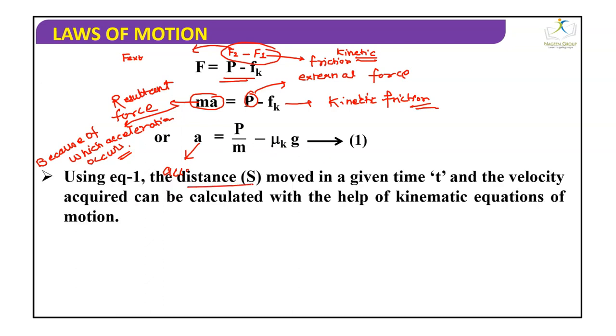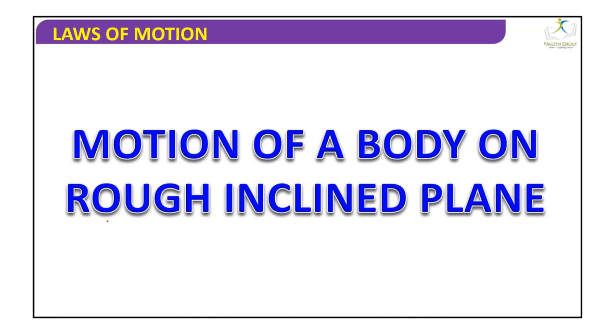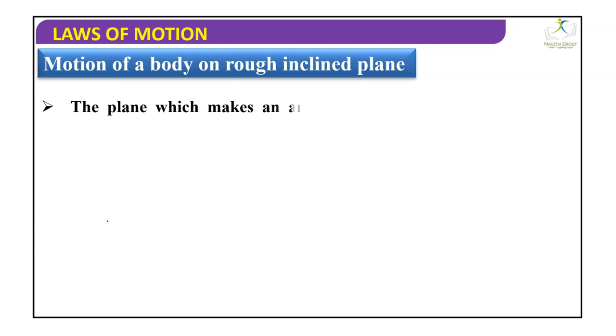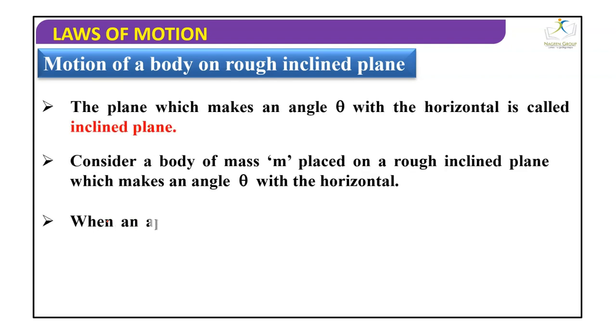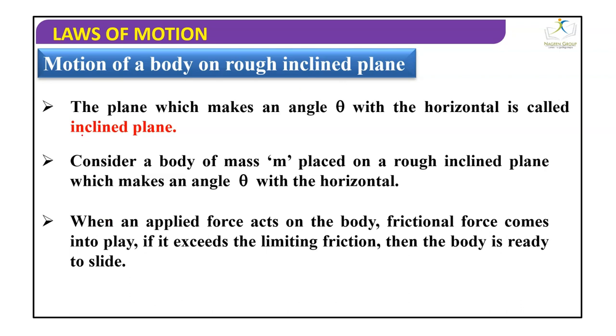Using the first, the distance moved in a given time t and the velocity acquired can be calculated with the help of the kinematic equations of motion. Now, motion of a body on a rough inclined plane: a plane which makes an angle theta with the horizontal is called an inclined plane.